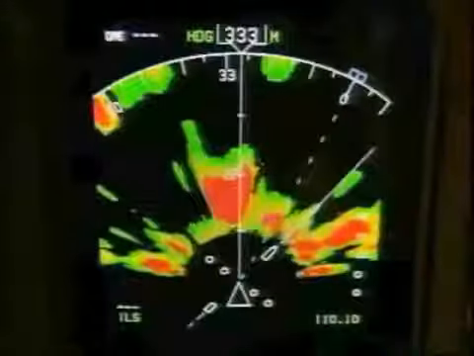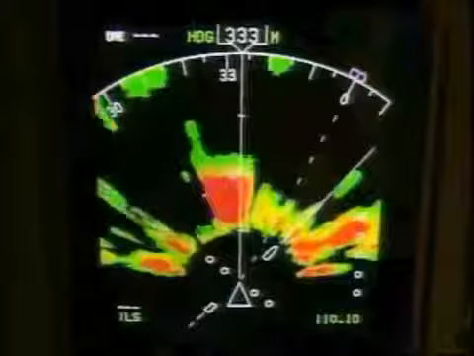Pre-planning in your approach briefing will allow you to make a timely go-around decision when weather is having a significant impact, such as loss of visual reference, or when the presence of significant crosswind, headwind, tailwind, or wind shear come into play.